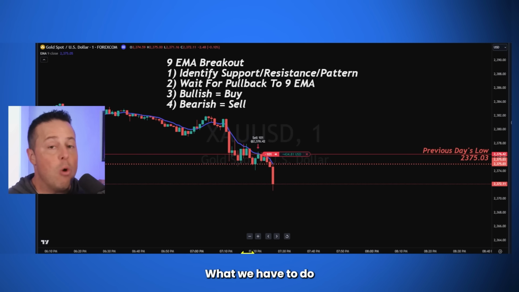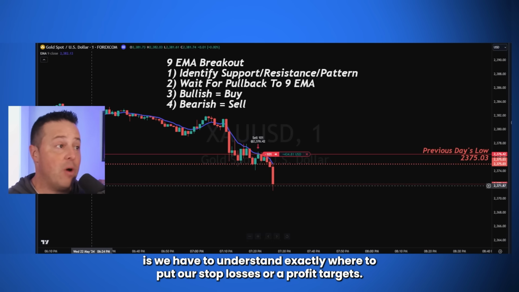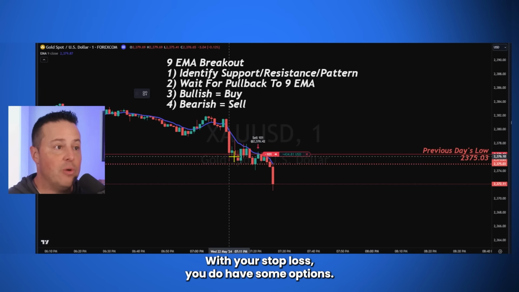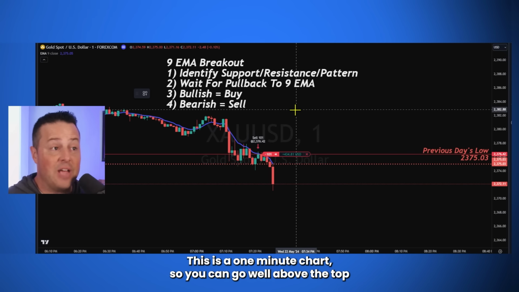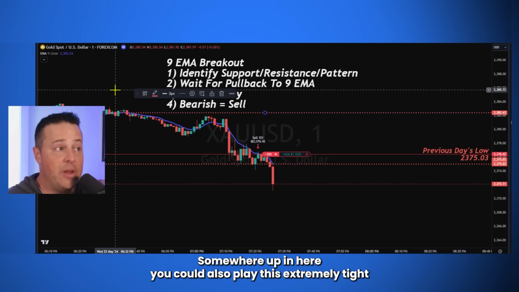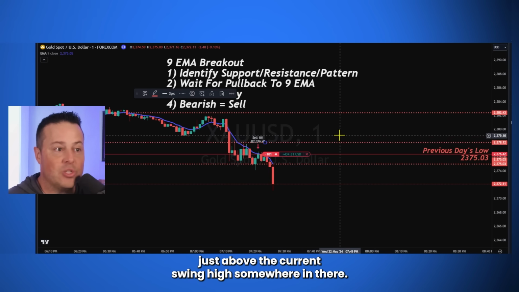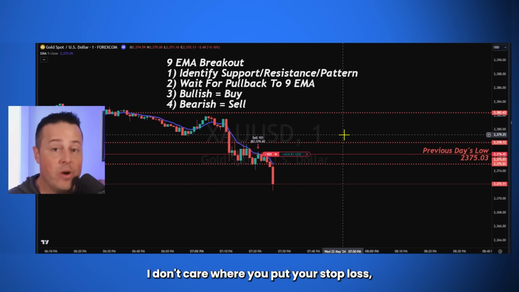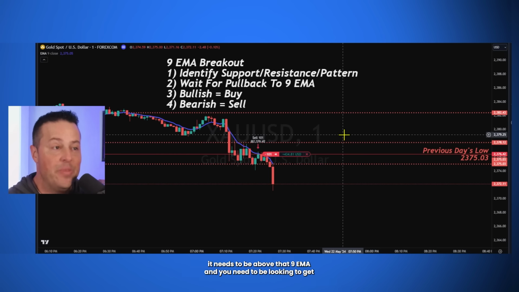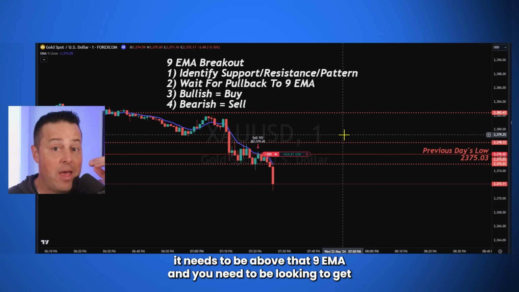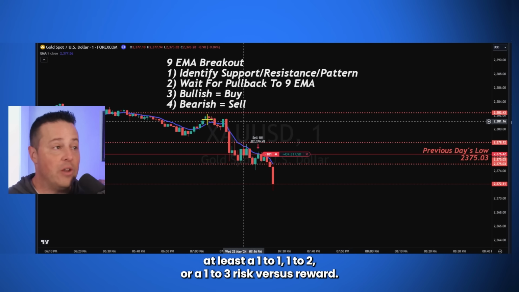What we have to do is understand exactly where to put our stop losses or our profit targets. With your stop loss, you do have some options. This is a 1-minute chart, so you can go well above the top of the bearish market structure somewhere up in here. You can also play this extremely tight, just above the current swing high. I don't care where you put your stop loss. What I would recommend is no matter where you put it, it needs to be above that 9 EMA, and you need to be looking to get at least a 1 to 1, 1 to 2, or a 1 to 3 risk versus reward.